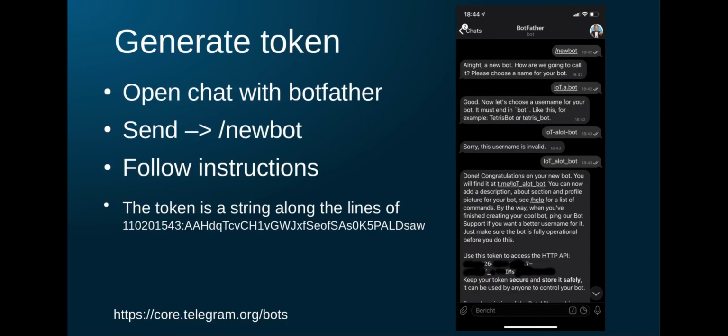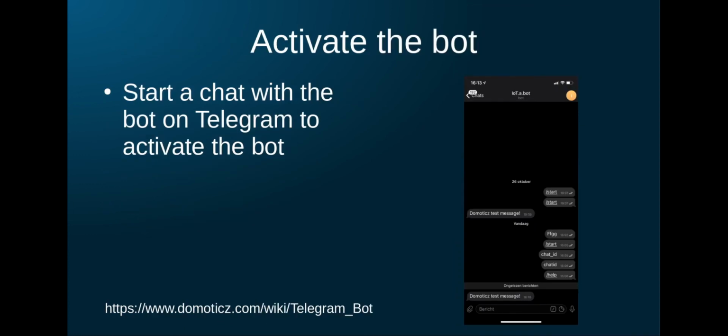In Telegram, start a chat with BotFather. Send the message /newbot and follow the instructions. After assigning a name and a valid username, you will get the token, which we will need later on. To activate the bot, find it in Telegram and send it a message. Just any message will do.